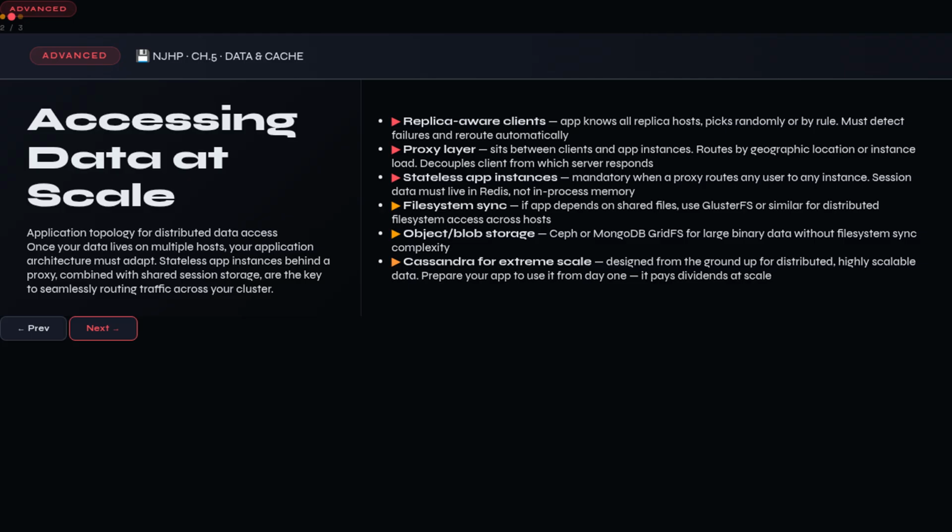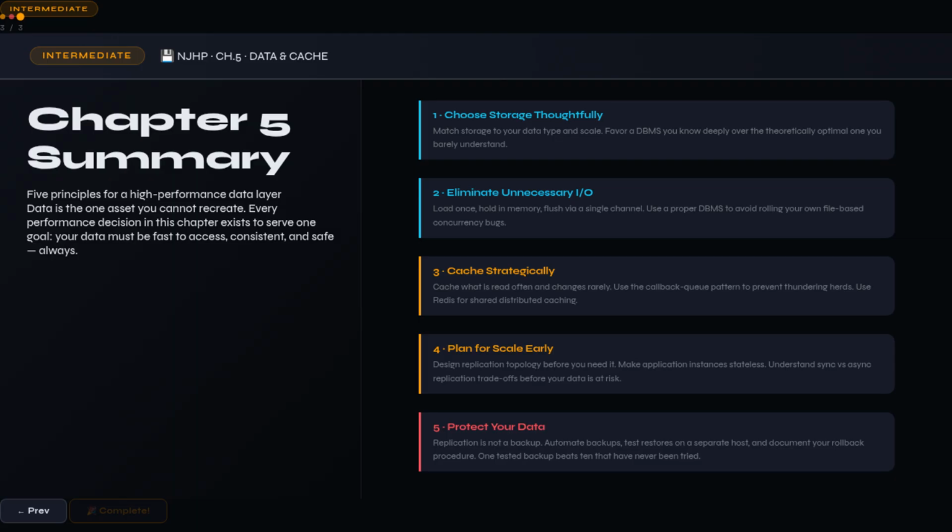The summary from the chapter is worth internalizing. Data is critical. Plan its structure early, cache aggressively for the most accessed portions, and remember that replication and clustering are not substitutes for a proper backup plan. Value your data, it is the one thing you cannot recreate. Let's close out Chapter 5 with a consolidated view of the principles we've covered and the decisions you need to make for a high-performance Node.js data layer.